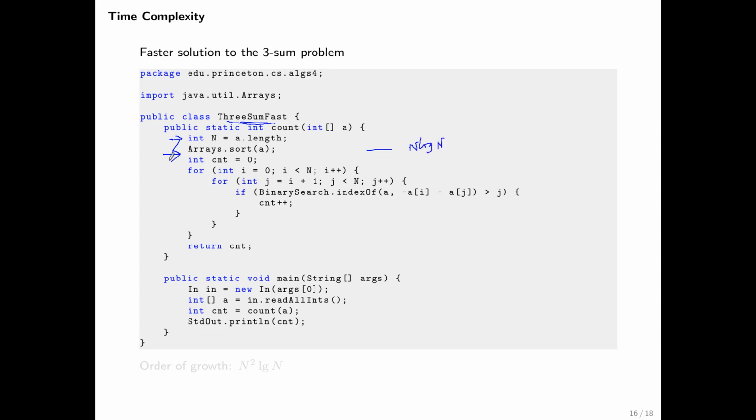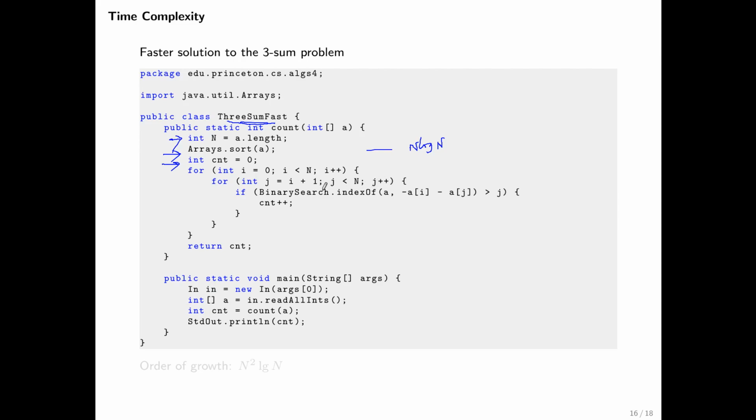And then we initialize a variable called count to 0. That's going to keep track of the number of triples that sum to 0. Then we have 2 nested loops, not 3, unlike the previous implementation. The first loop goes i equals 0 all the way up to i less than n, in increments of 1. And then j goes from i plus 1 all the way up to n in increments of 1.